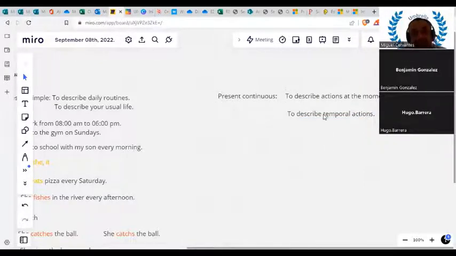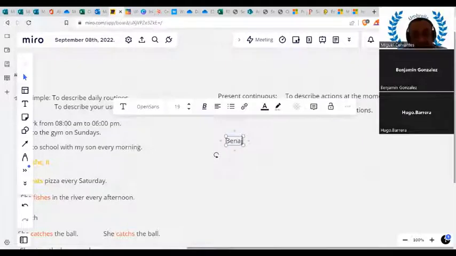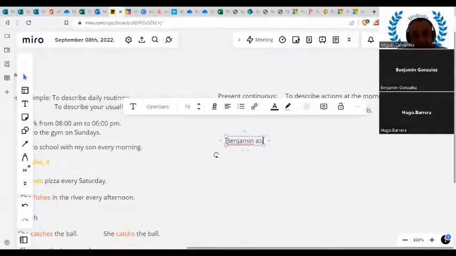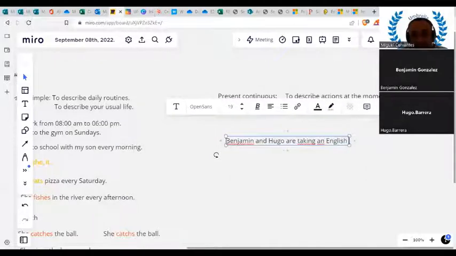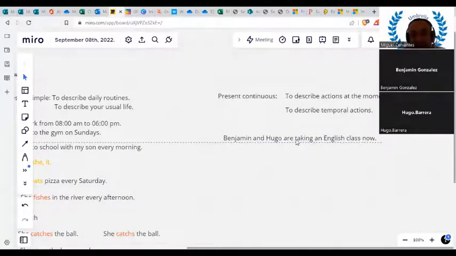For example, to describe actions at the moment of speaking, we can say Benjamin and Hugo are taking an English class now. Okay. What about Benjamin? Benjamin, can you tell me one example using present continuous, please?